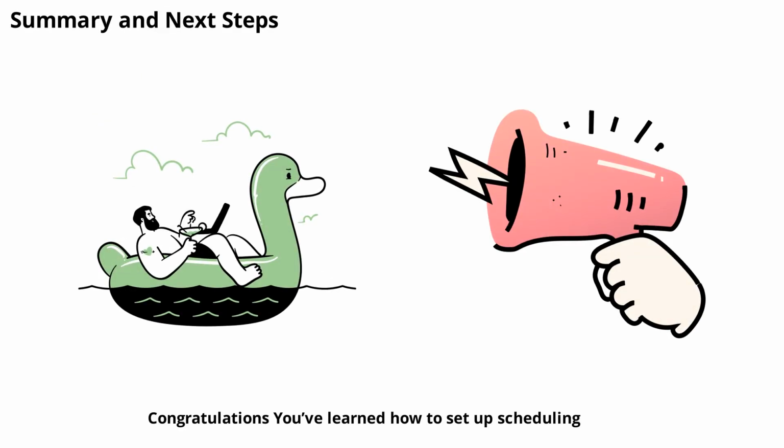Congratulations! You've learned how to set up scheduling software for project planning as a beginner. From choosing your tool to organizing tasks, assigning responsibilities, and tracking progress, you now have the foundation for successful project management. Remember to review your setup regularly, communicate with your team, and adapt as your project evolves. With these skills, you're ready to tackle any project with confidence and efficiency. Good luck!